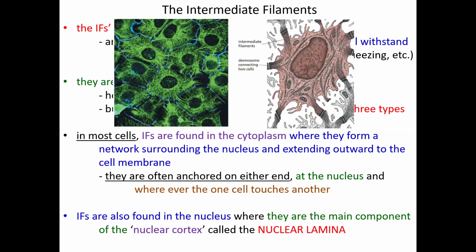Intermediate filaments are also found in the nucleus, where they are the main component of the nuclear cortex. Ooh, I like that term, the nuclear cortex. Where have we heard the term cortex before? Let's pause the video and think about that for a second. We talked about cortexes before when we were discussing the cell cortex.